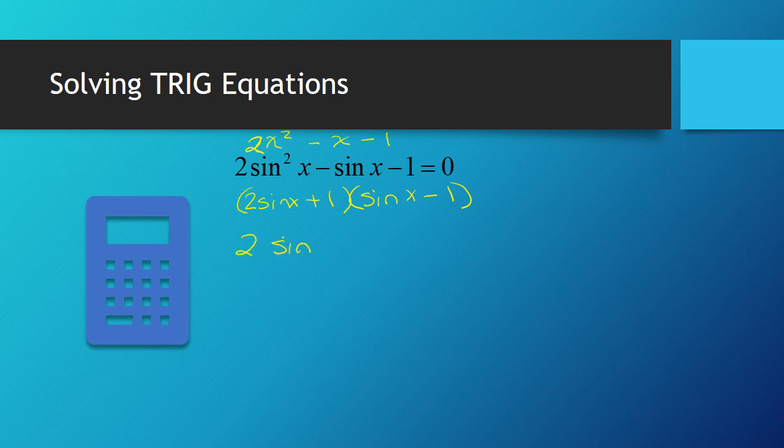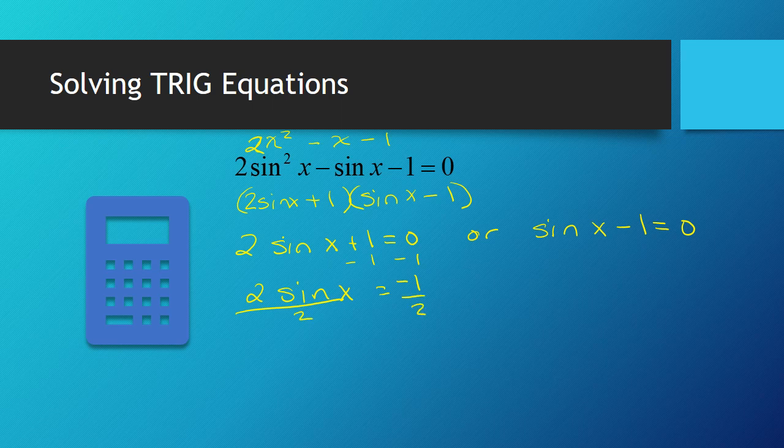2 sine x plus 1 equals 0, or sine of x minus 1 equals 0. So let's go through each of these. I'm going to subtract 1, 2 sine of x is equal to negative 1, divide by 2, sine of x is equal to negative 1/2. We know that, look at the quadrants, where is sine negative, and we're going to get x is equal to 7 pi over 6 and 11 pi over 6.